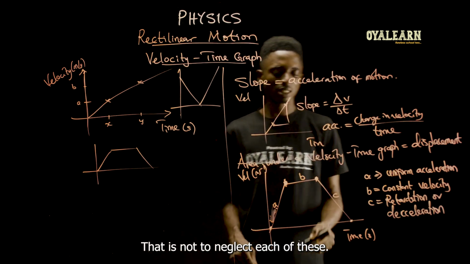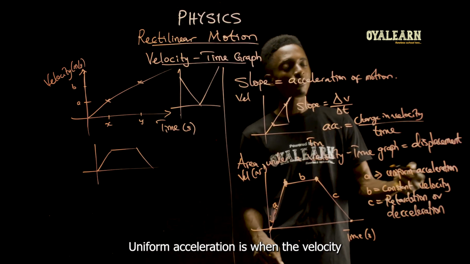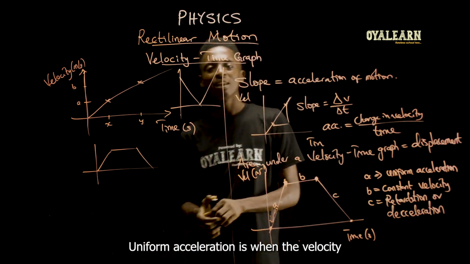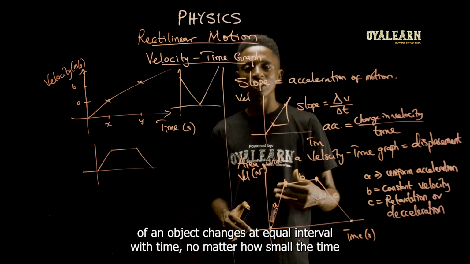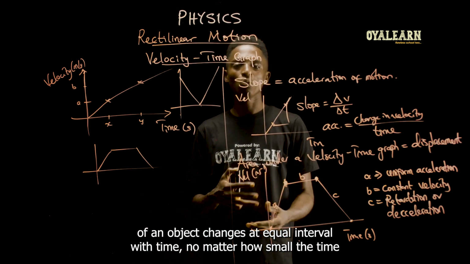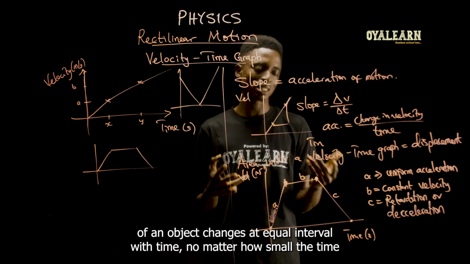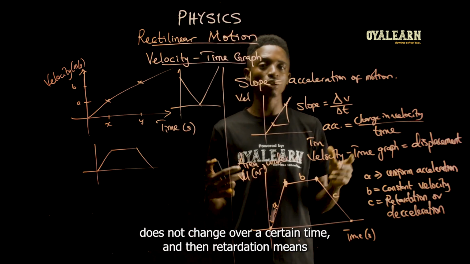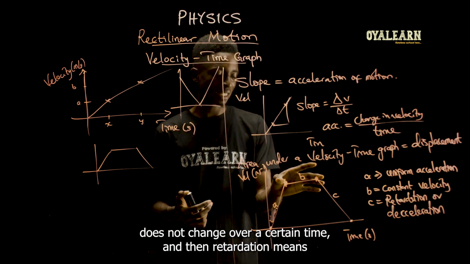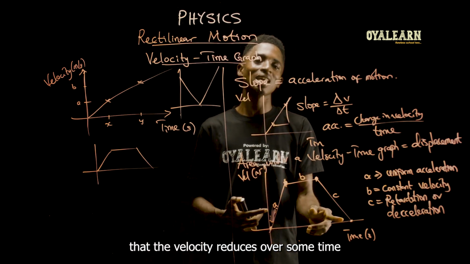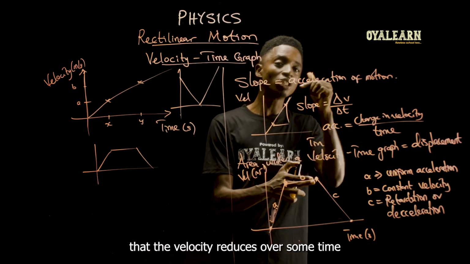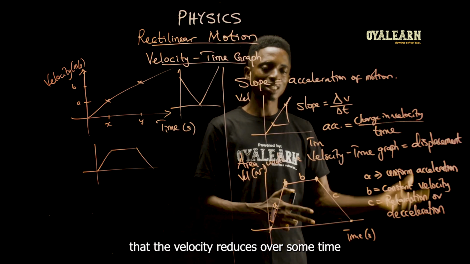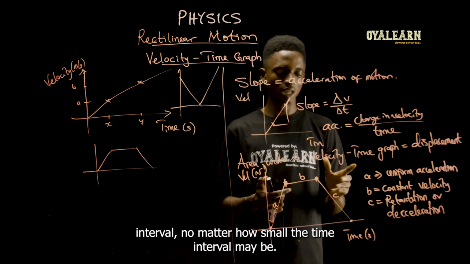Okay? Now to define each of these, uniform acceleration is when the velocity of an object changes at equal intervals with time, no matter how small the time interval may be. And then constant velocity means that velocity does not change over a certain time. And then retardation means that the velocity reduces over some time interval, no matter how small the time interval may be.